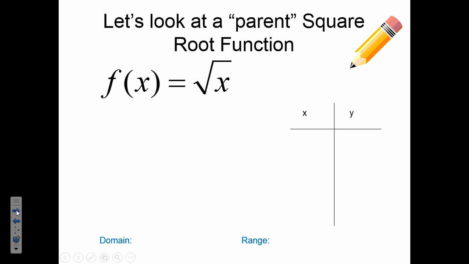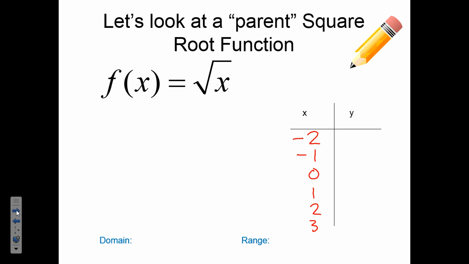So we're going to start with the parent square root function, so the general square root function first, and then we're going to move it around on our graph. So y equals the square root of x. Remember, when we go to graph, we start by making a table of values. So usually we would choose some negative values, 0, some positive values, and so on.